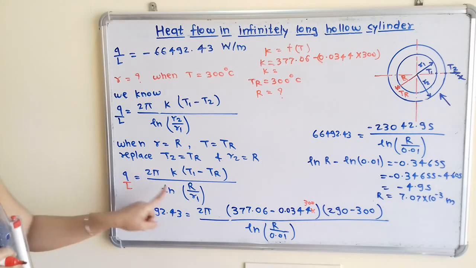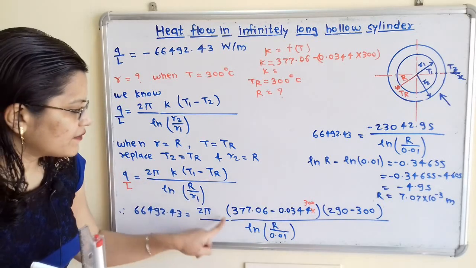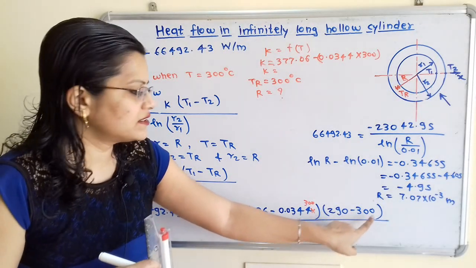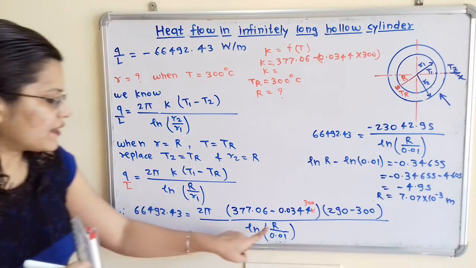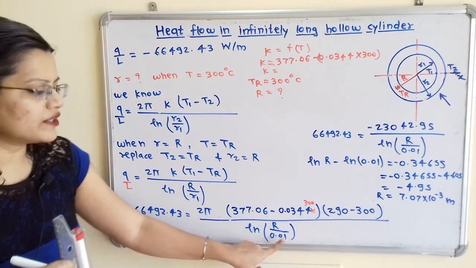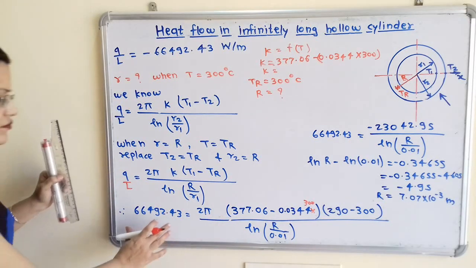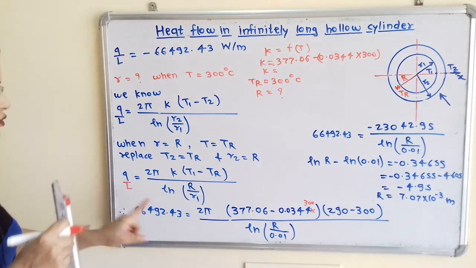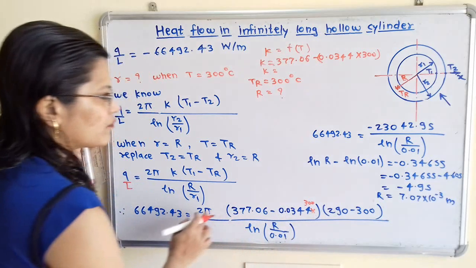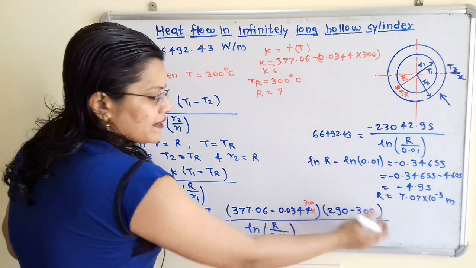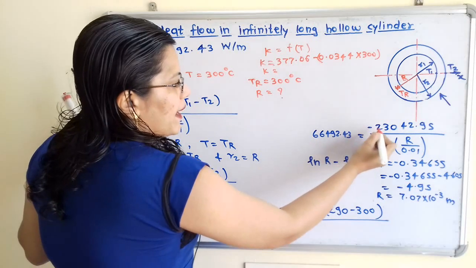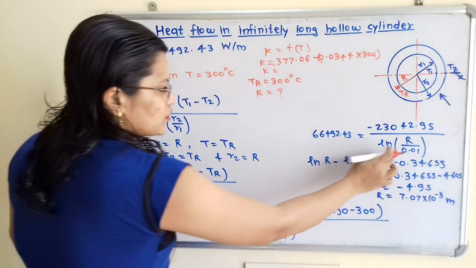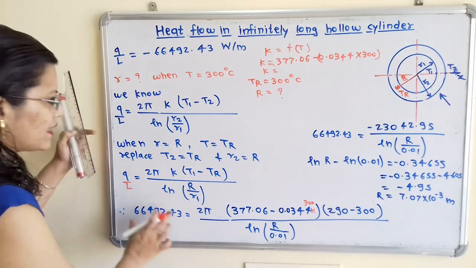Then we will put all the values: 2 pi, then for K we solve this bracket, then T1 minus TR. T1 is 290 and TR is 300, divided by ln(R by R1), so capital R and R1 is 0.01. Now we will solve this. There is only one unknown term, that is ln R. First we solve the numerator. Because 290 minus 300 gives a negative sign, we get minus 2304295 divided by ln(R by 0.01) as it is, and the left hand side Q by L as it is.